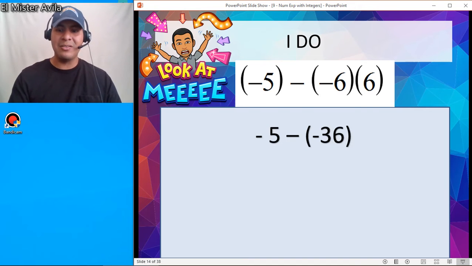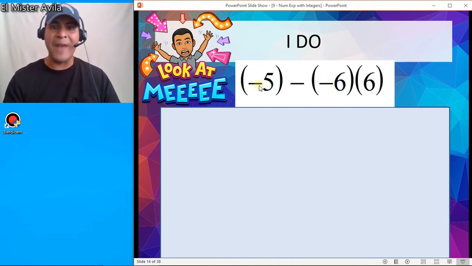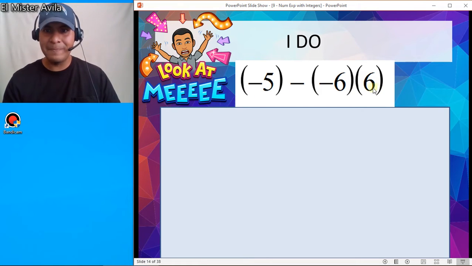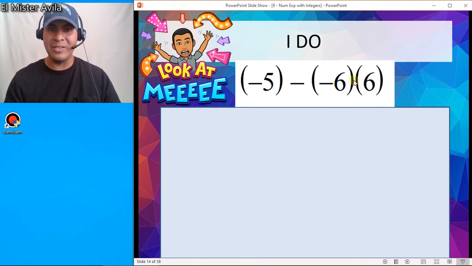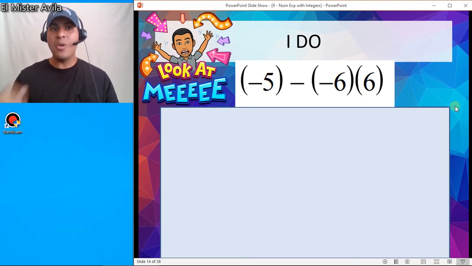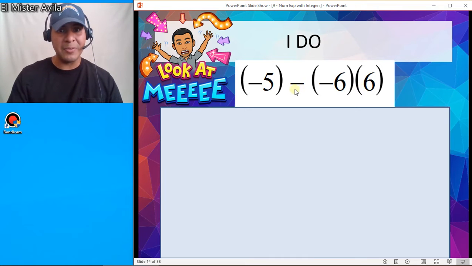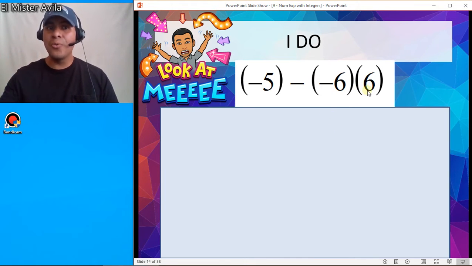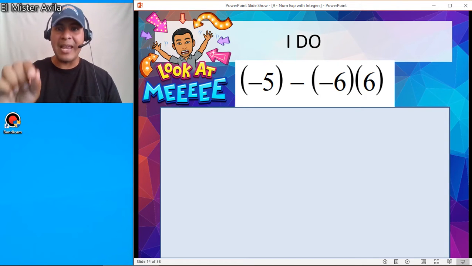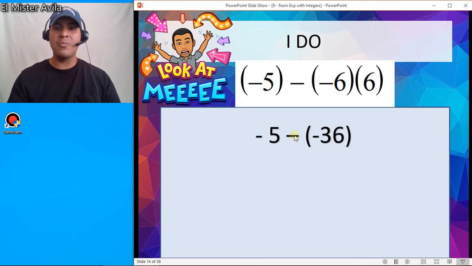So one more time, this says -5 minus -6 times 6. There's a multiplication in between those 2 parentheses. So in the order of operations, do we subtract first or multiply? Well, step 3 is multiplication. Step 4 has subtraction, so we're going to multiply first. -6 times 6, using the rules that we've learned earlier, negative times a positive is a negative, so that's going to give us -36.